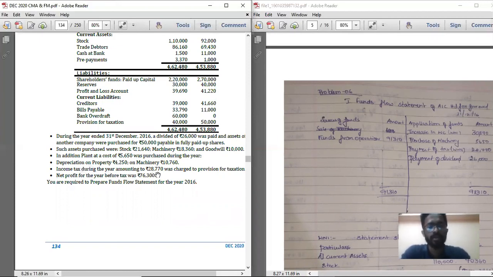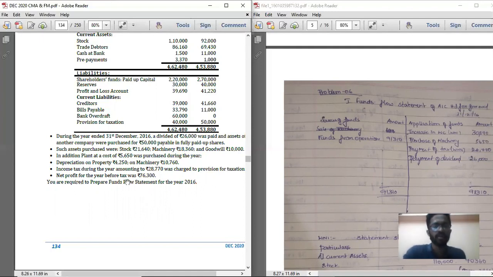Next, income tax paid during the year 28,770 was charged to provision for taxation. So income tax paid during the year is 28,770. So application of funds, payment of tax 28,770, and we should open a separate provision for taxation account. Opening balance 40,000 on the credit side, closing balance 50,000 on the debit side. To bank account 28,770. So remaining leftover on the credit side, that is nothing but transferred from P&L account. So by P&L account, and in the P&L account, you should take it as to provision for taxation account. Simple, very easy concepts. So when you are solving the sums only, you will understand it.